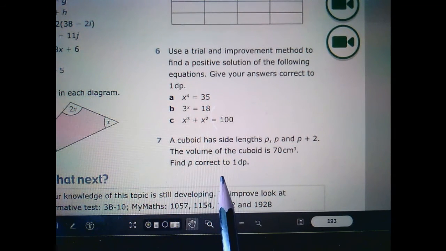This last one is a bit odd. It's hidden what type of question this is, so we'll go through that one in a sec together. Okay, have a go at it yourself first.